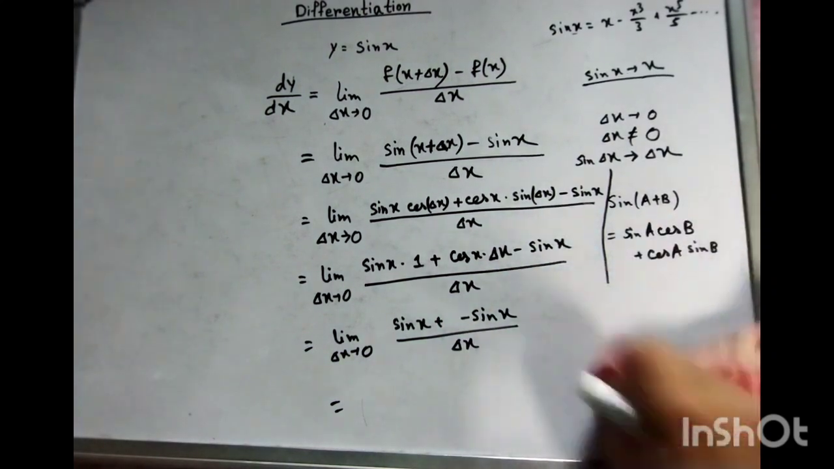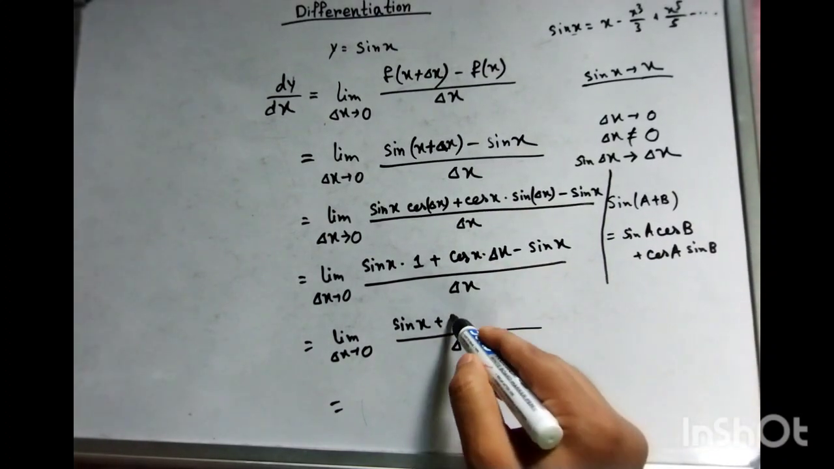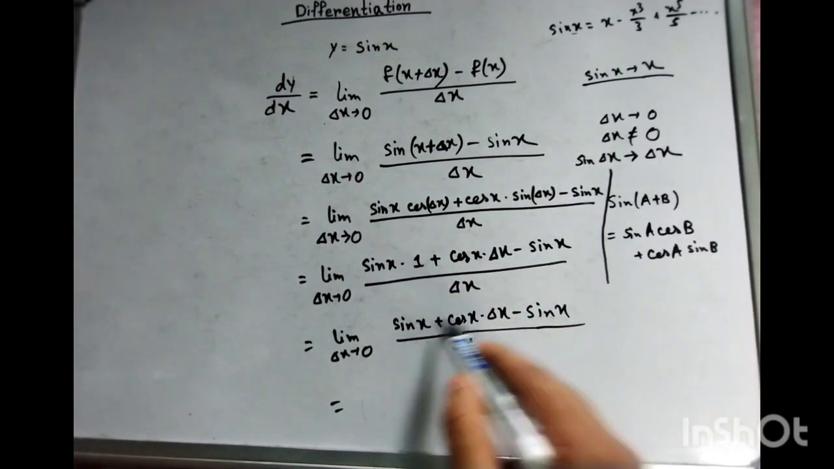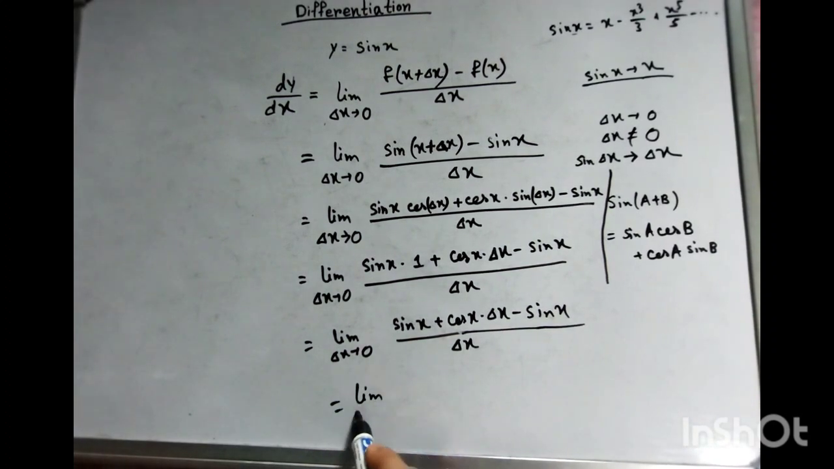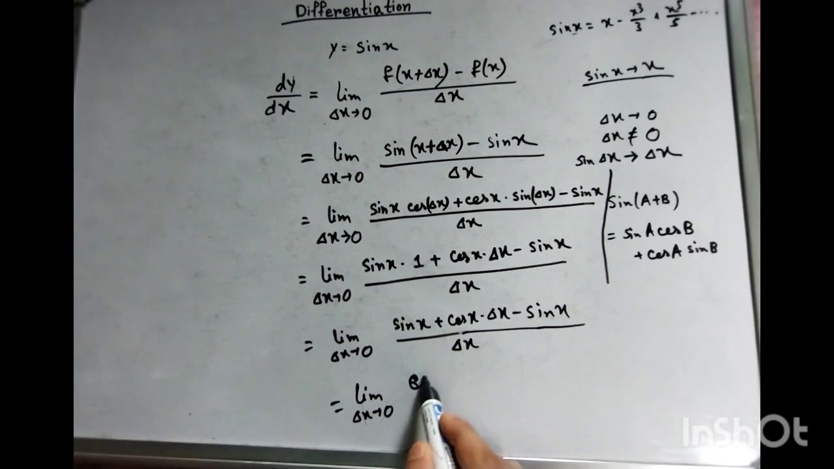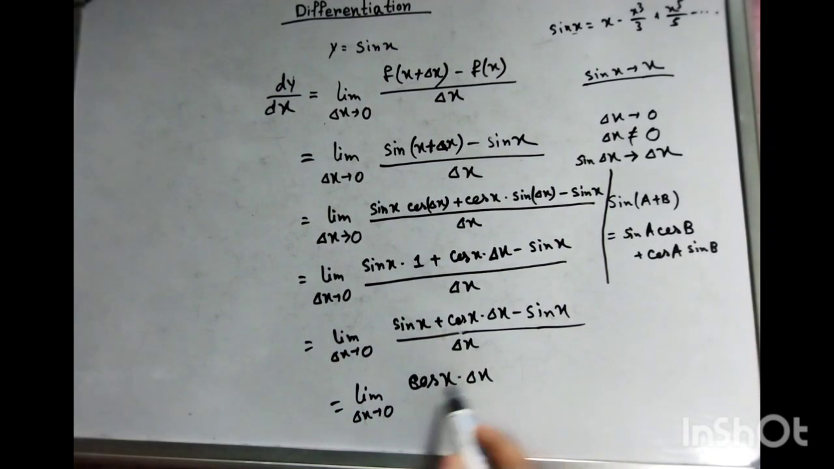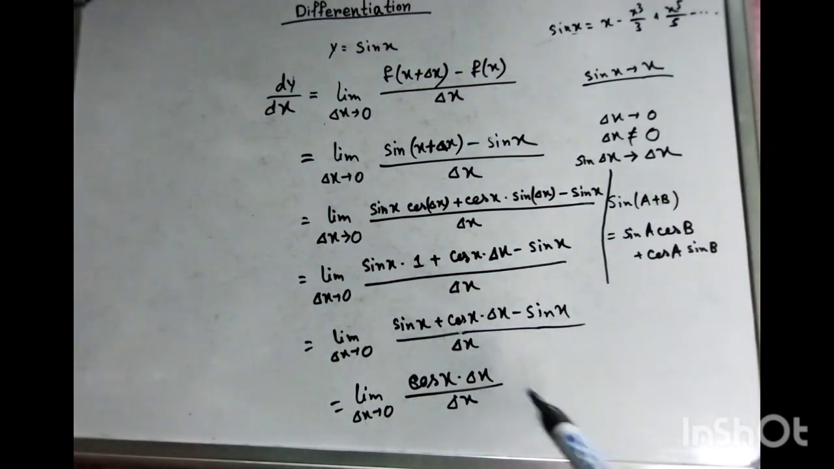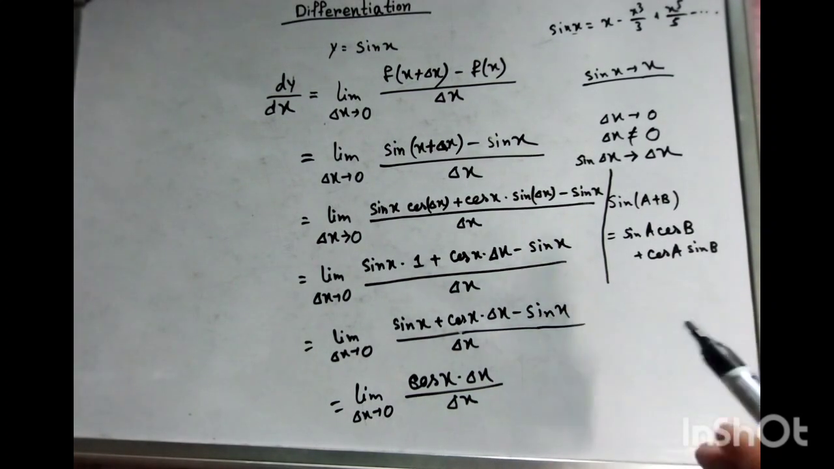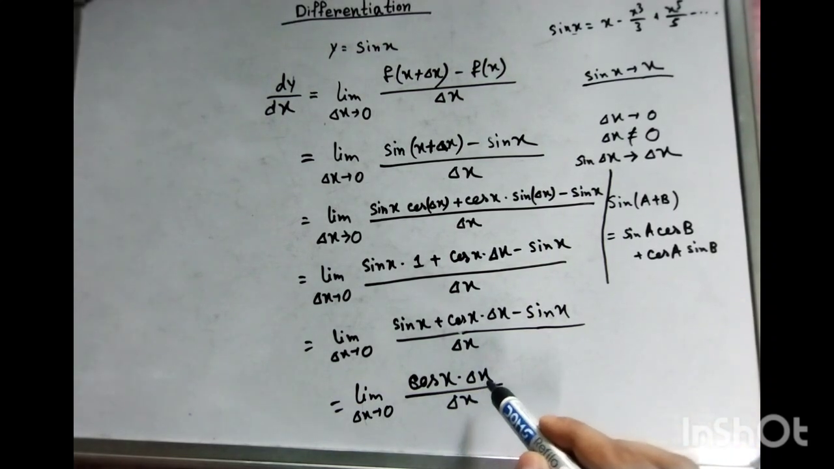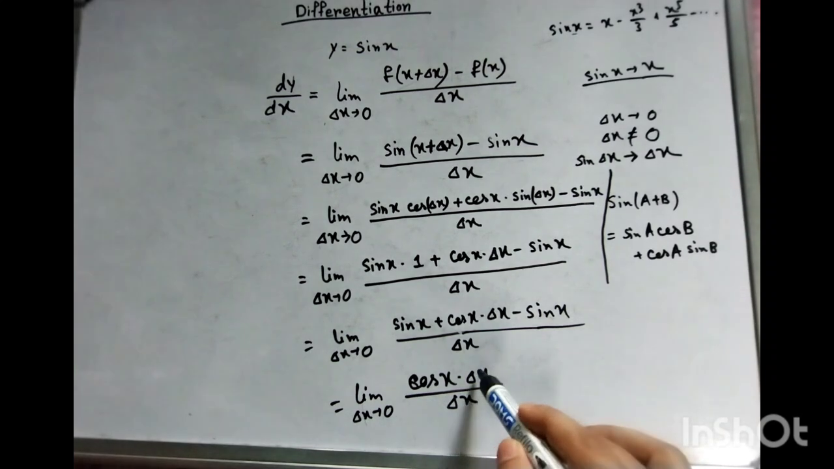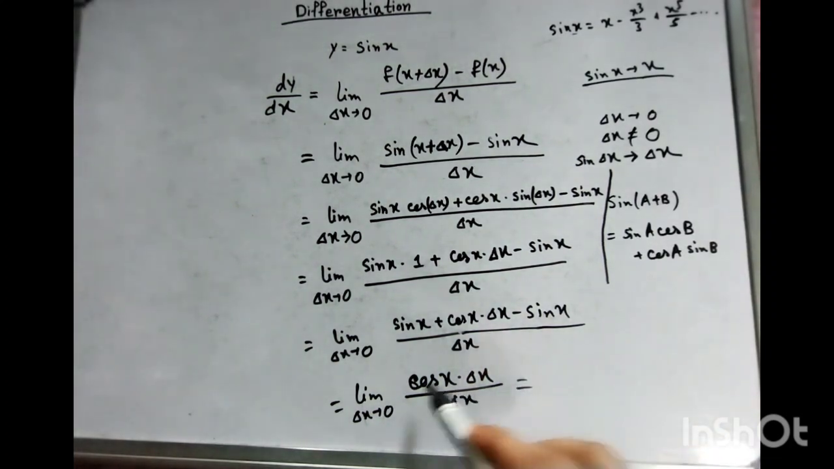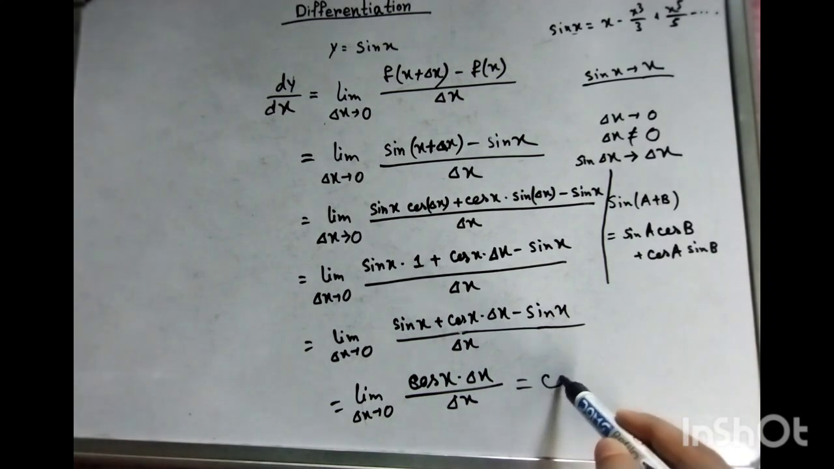So here this will be sin x plus cos x into delta x minus sin x, and sin x minus sin x is 0. So this will be limit delta x tends to 0, cos x into delta x by delta x. Now delta x tends to 0, that means delta x is not equal to 0. So this is not 0 by 0, which would be undefined. Here delta x is not equal to 0, so this is a small value by that same value, so delta x by delta x will be 1. So cos x into 1 will be cos x.